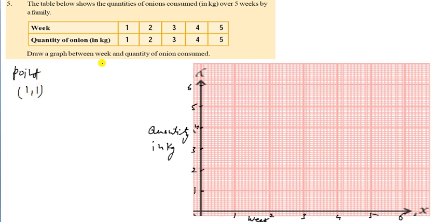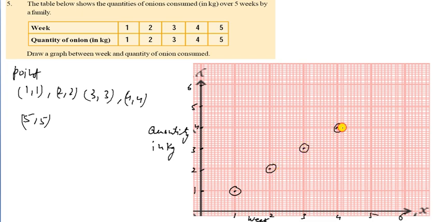The points are 1, 1, and again 2, 2, and here is 3, 3, and it is 4, 4, and the last one is 5, 5. So you can plot this one. So the first one 1, 1 is here, and 2, 2 is here, and 3, 3 is here, and it is 4, 4, and the last one is 5, 5. And you have to write this one, 1, 1, and here is 2, 2, and here is 3, 3, it is 4, 4, and it is 5, 5. So with the help of a scale you can draw a line, a straight line.